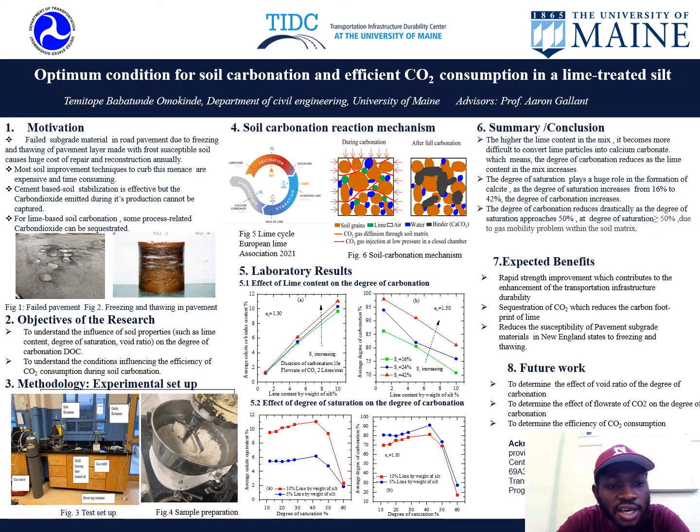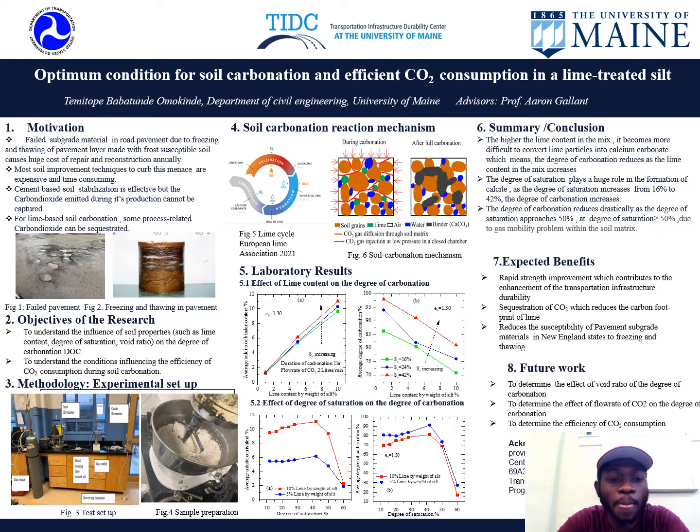As you can see in Figure 1, Figure 1 shows a failed pavement, and Figure 2 shows freezing and thawing pavement. The reason the pavement failed is actually that water finds its way down to the pavement layers, the subgrade, which is the foundation of the pavement. When water finds its way down, the subgrade absorbs the water, and during the freezing period, the water freezes, as you can see in Figure 2.